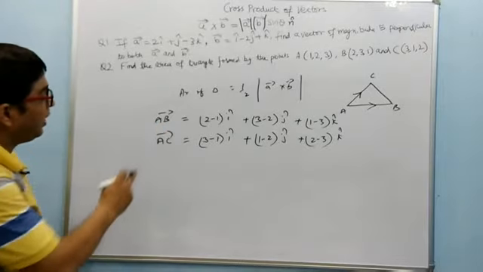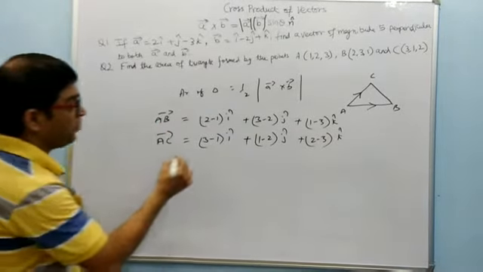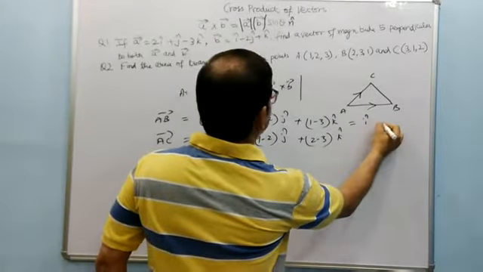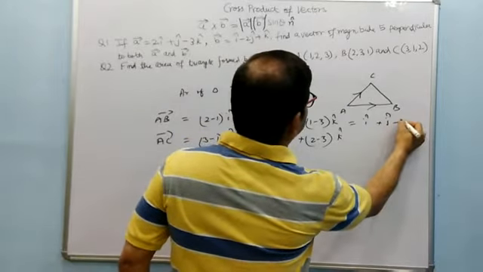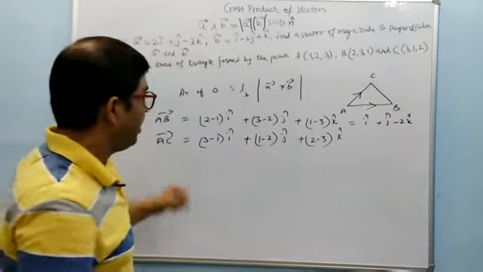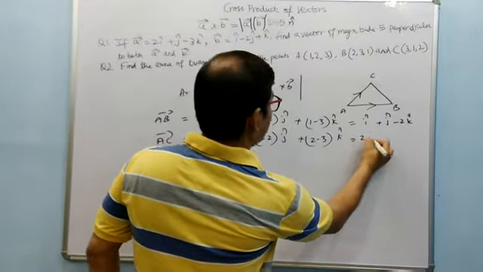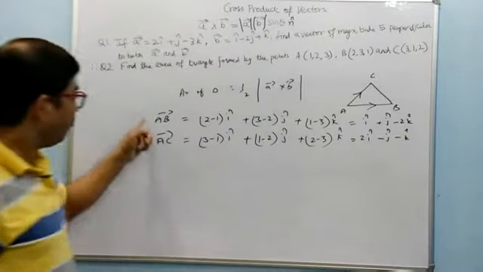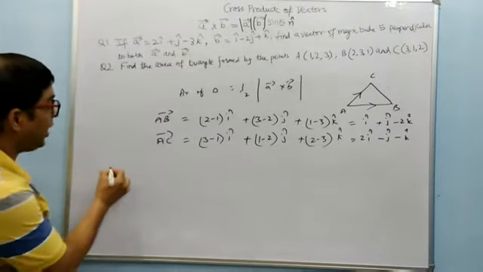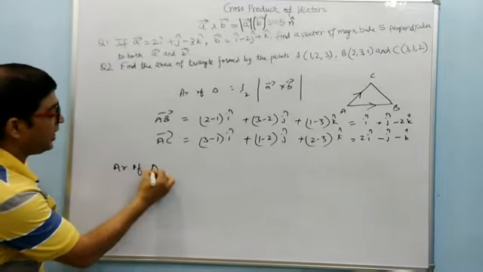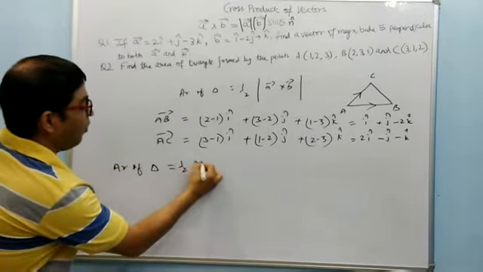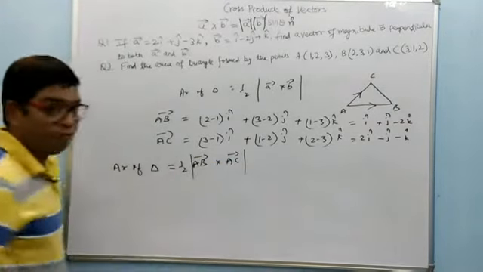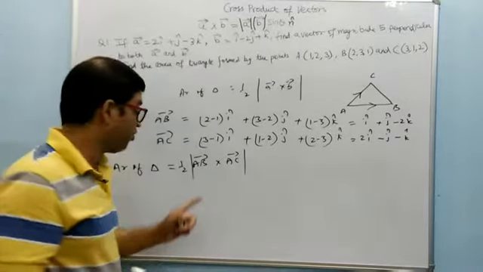So we got the AB vector and AC vector, which on solving come out to be i cap plus j cap minus 2k cap, and 2i cap minus j cap minus k cap. Okay, we got vector AB, vector AC. So the area of the triangle is coming out to be half the magnitude of vector AB cross vector AC. We are interested in the magnitude of the area of the triangle.